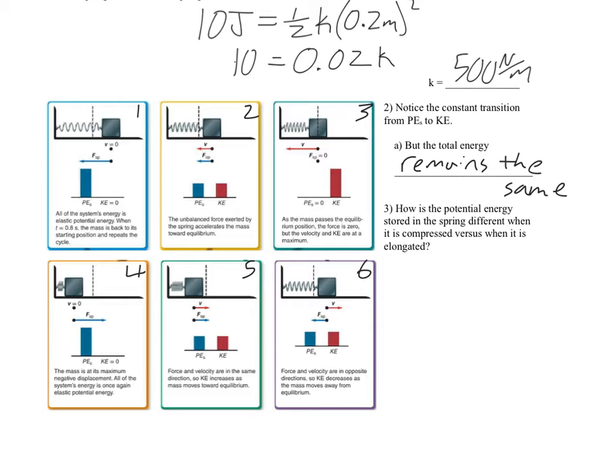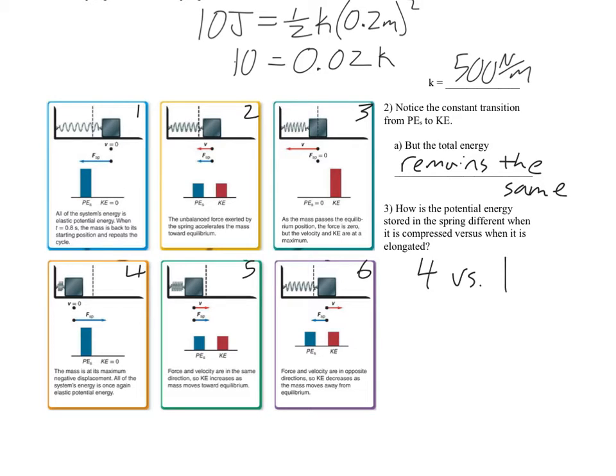The next question asks us, how is the potential energy stored in the spring different when it is compressed versus when it is elongated? If you notice, I think picture 4 is when it's compressed, picture 1 is when it's elongated. So how does the potential energy differ? You'll notice here the potential energy is actually the same, and there's no difference.